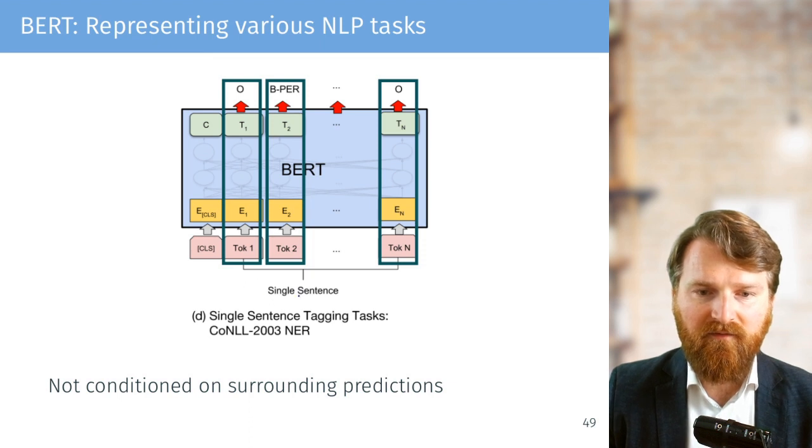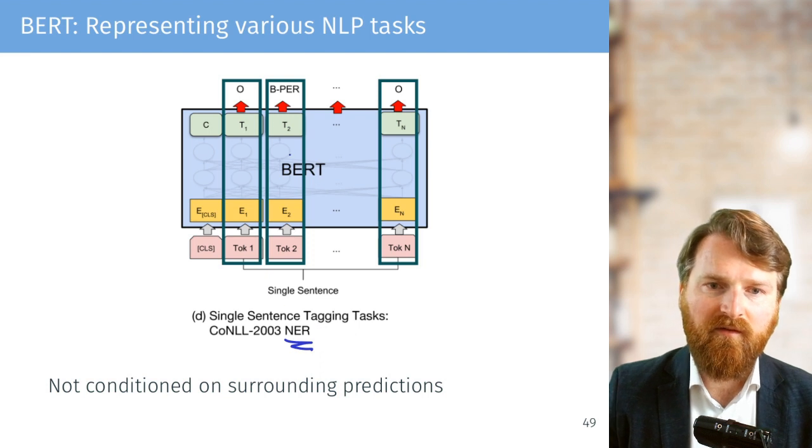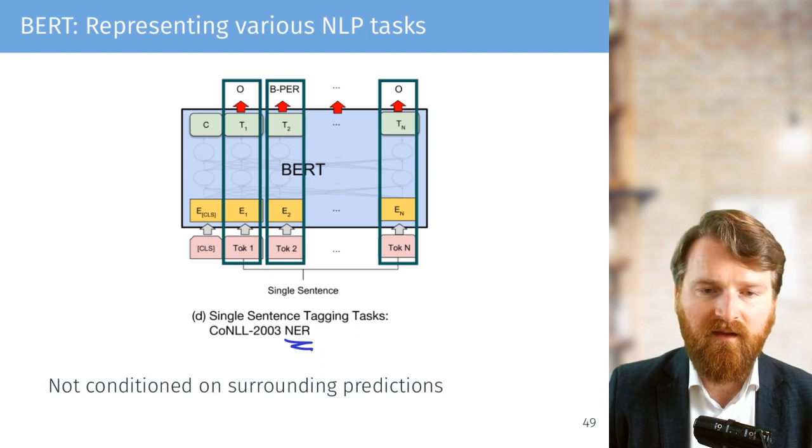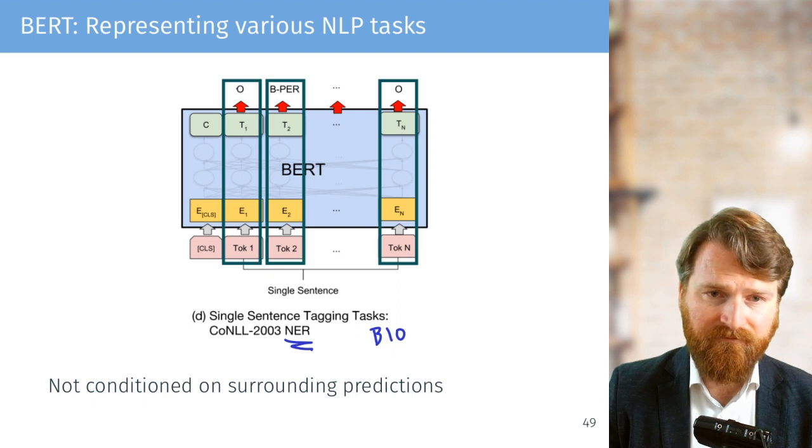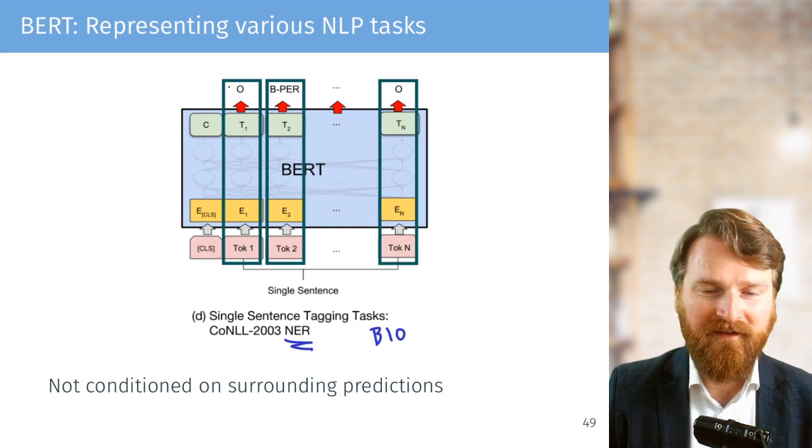The BERT model also models sequence tagging tasks, so classification for each token, for example named entity recognition. As you remember, named entity recognition assigns to each token a particular label, using the BIO tagging: beginning, inside, and outside. So for example, here would be an out token, a beginning of a person, and so on. And how does it work? Again, we have these tokens and their representation up here or down here.